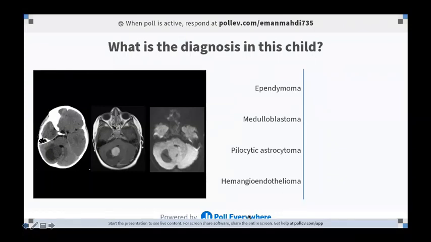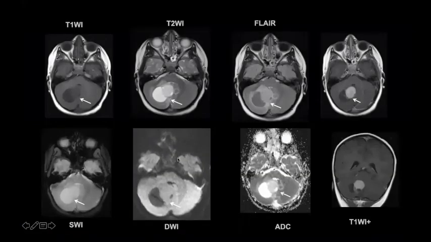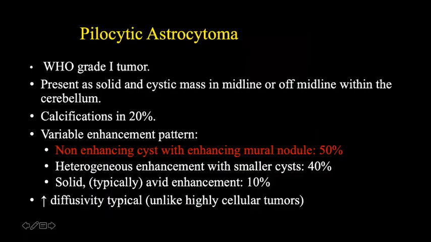Good job. Yes, so it's astrocytoma, and the way that you would tell it's astrocytoma is it's a solid and cystic lesion, enhancing, and then no restricted diffusion. That's the diffusion, that's the ADC. So no restricted diffusion, and the enhancing nodule. So pilocytic astrocytoma is a grade 1.